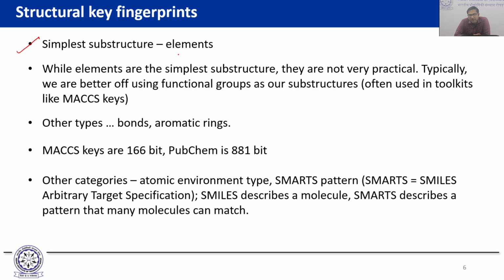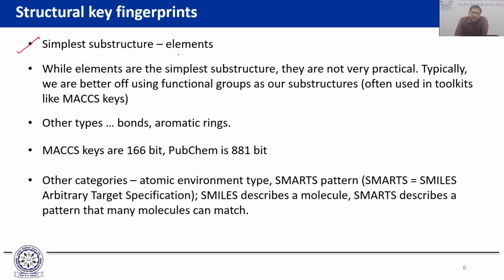So MACCS keys are set up as a 166-bit representation. This 166-bit representation is fine for a lot of the molecules, but if you really want to look at much longer molecules, then you want to go with this PubChem type of formalism, which is about 881 bits.